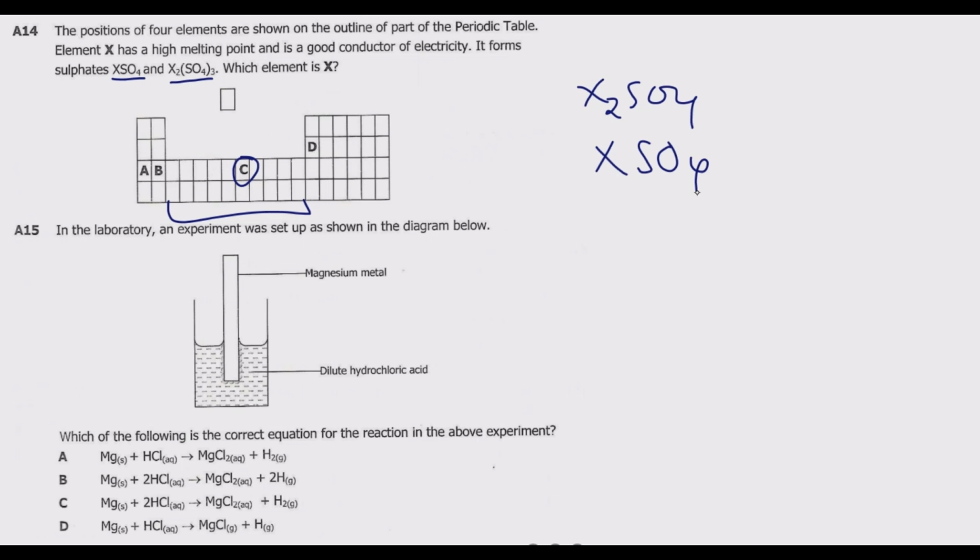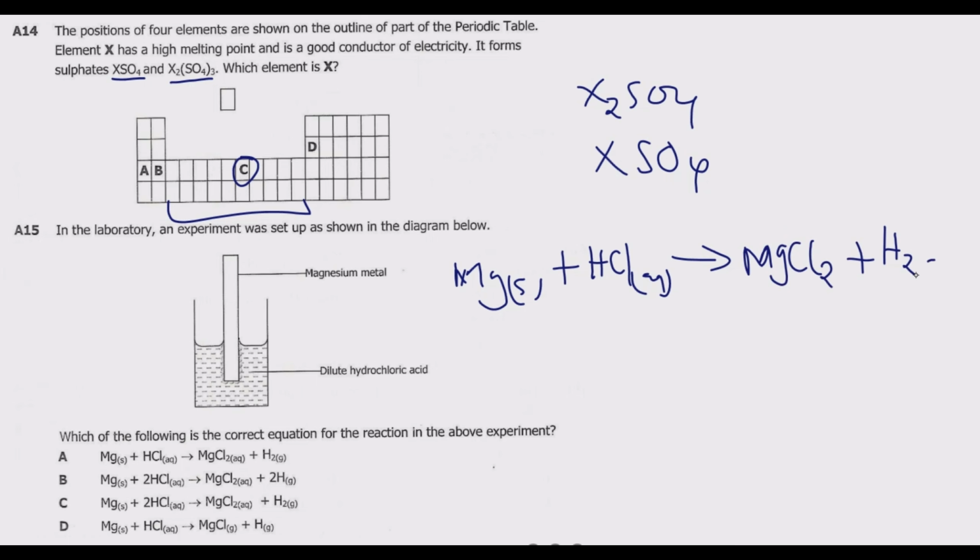Then question A15. In the laboratory, an experiment was set up as shown in the diagram below. Magnesium metal, then dilute hydrochloric acid. Which of the following is the correct equation for the reaction in the above experiment? So magnesium, which is from group 2, is a solid. Then we react it with hydrochloric acid, which is aqueous. So we're going to get magnesium chloride plus hydrogen gas.